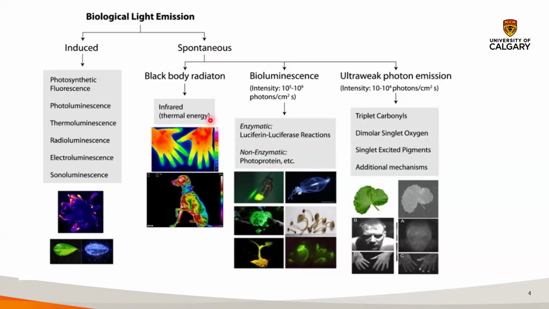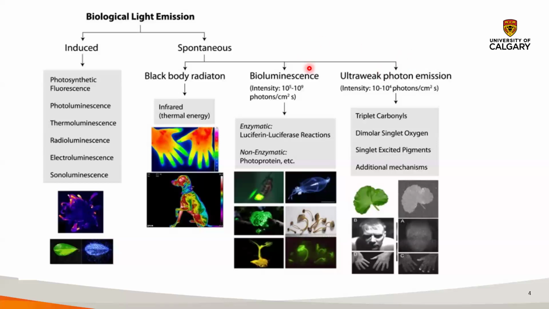So this is black body radiation. It's the process by which infrared cameras work, and this happens mostly in the infrared range. There's bioluminescence, which is a chemical process that happens in certain living beings. And there's ultra-weak photon emission.